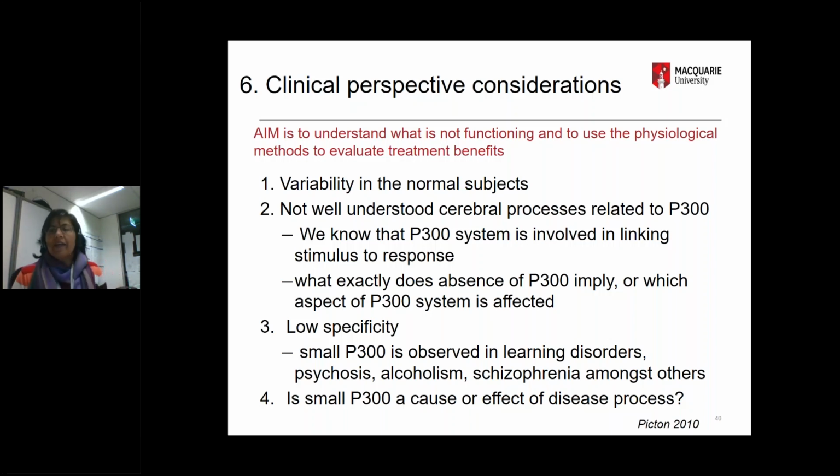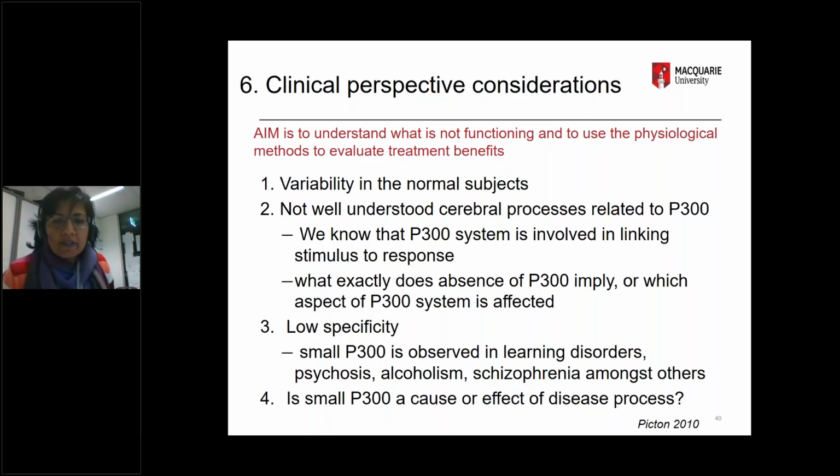It actually hasn't been done. There is one study, and I'm going to talk to you in a minute about it. But there are some considerations we need to bear in mind. First of all, variability in normal subjects is huge, and for all the reasons I cited before, there are so many factors that influence your P300 amplitude and latency. The other thing, also cited earlier in that 2014 paper, is that we don't really understand the several processes that are related to P300. We know P300 links the stimulus to the response, but if you have a small or an absent P300, we can't really be sure what aspect is implicated.